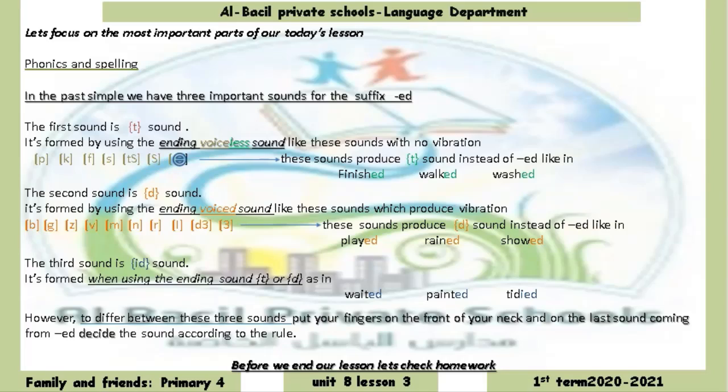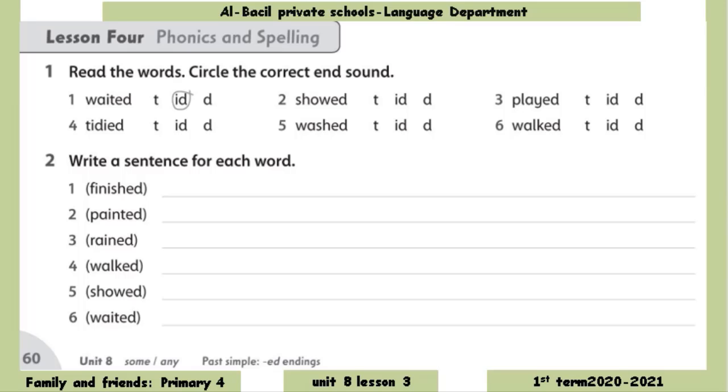Before we end our today's lesson, let's check our homework. Number one, read the words, circle the correct end sound. For example, number one, waited: T or ID or D sound? Of course, ID sound. Showed, played, and so on. You try to do this at home. Number two, write a sentence for each word. Number one, finished. Yes, I finished my homework. I finished my school. I finished my food, and so on. For example, I finished my homework early. Try to do the rest of this exercise at home.